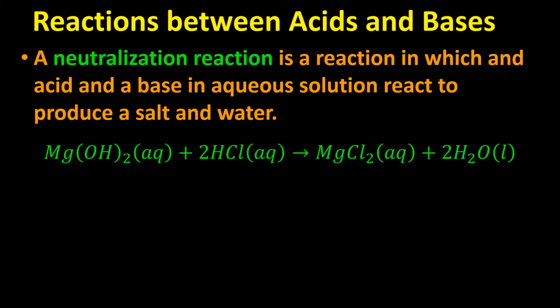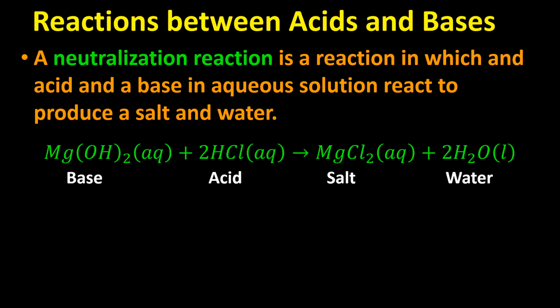So a neutralization reaction is a reaction in which an acid and a base in aqueous solution react to produce a salt and water. So here we have an example. We have magnesium hydroxide reacting with hydrochloric acid to form magnesium chloride and water. So the magnesium hydroxide is our base, the hydrochloric acid is our acid, and then it produces a salt, the magnesium chloride, and it produces water.